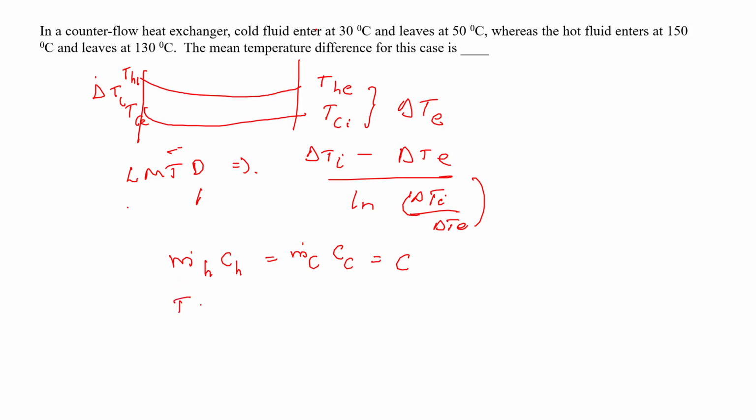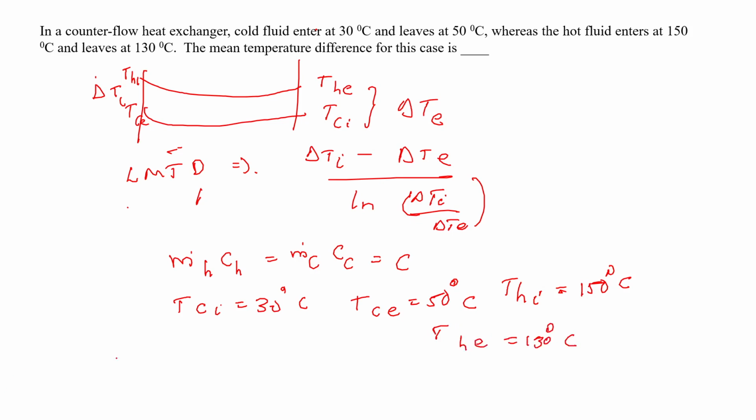Now what is given here? TCI is given as 30 degrees Celsius, TCE is 50 degrees Celsius, THI is 150 degrees Celsius, and THE is 130 degrees Celsius. Now you have to calculate what they ask: delta TI and similarly delta TE. Delta TI is THI minus TCE. Everything is available here, you just have to subtract. You will get the answer 100 degrees Celsius in both cases.